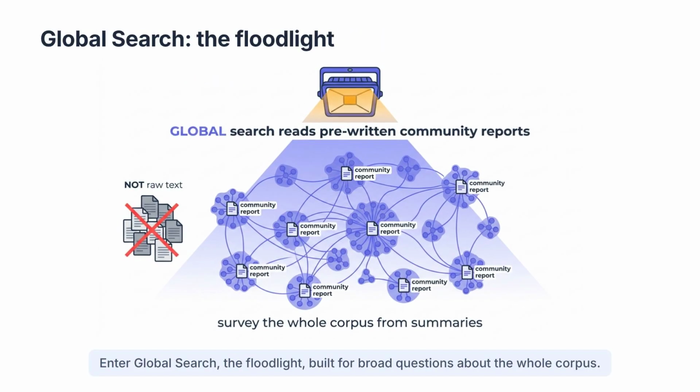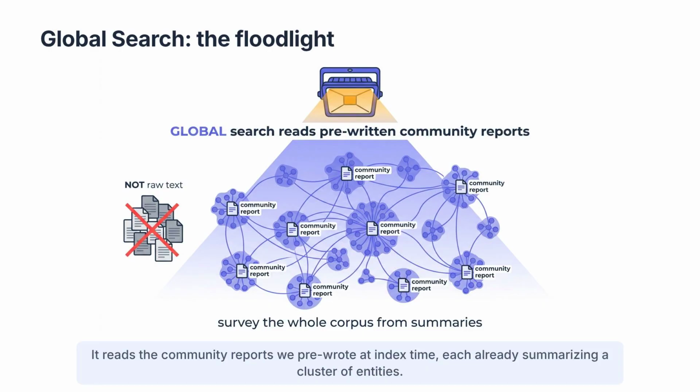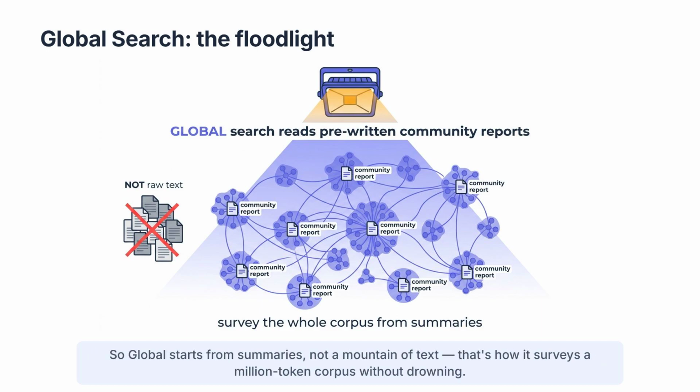Enter global search, the floodlight, built for broad questions about the whole corpus. The clever move: it doesn't read your raw documents at all. It reads the community reports we pre-wrote at index time, each already summarizing a cluster of entities. So global starts from summaries, not a mountain of text. That's how it surveys a million-token corpus without drowning.